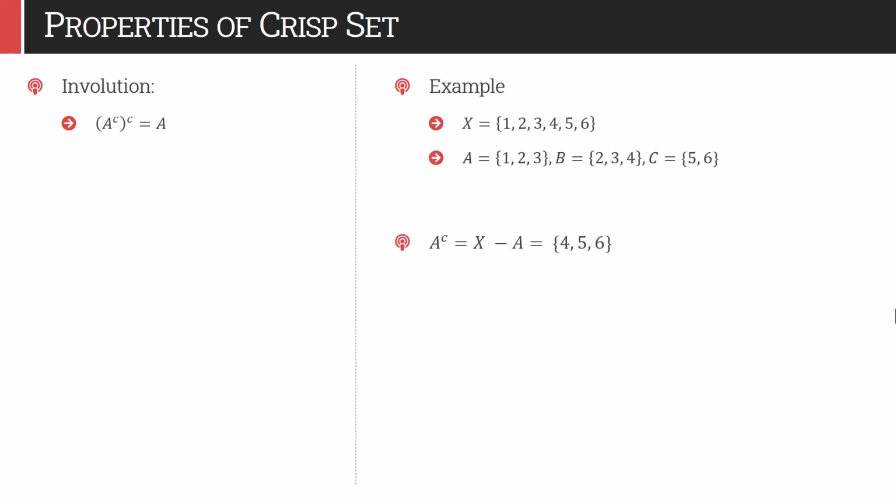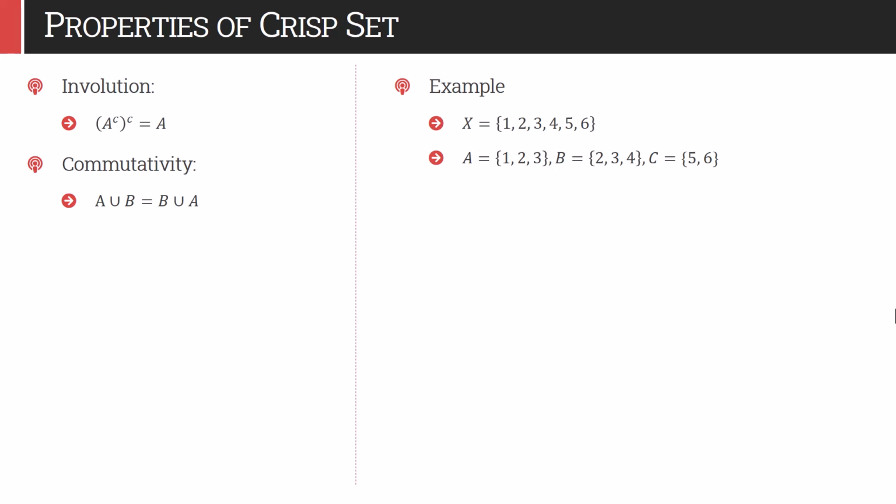Let us compute the complement of A. That is X minus A, which is 4, 5, 6. And let's take the complement of that, so that is the complement of the complement of A. Again, we subtract A complement from X, which gives 1, 2, 3, that is, the set itself. And hence the involution property is proved.